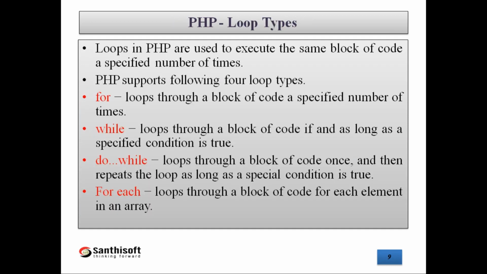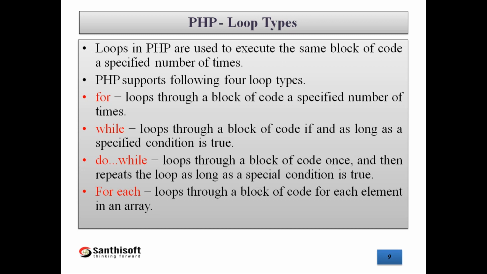Okay, next one is the looping type. As you know, why are we using loops? If a statement is to be executed one or more times, that is when we use a loop. That means loops in PHP are used to execute the same block of code a specified number of times. PHP supports four loop types: for loop, while loop, do while, and foreach.